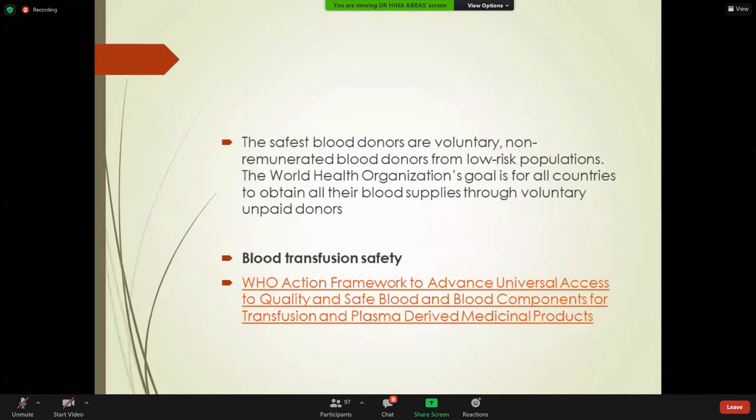Okay, this is a statement from the WHO. What they say: the safest blood donors are voluntary, non-remunerated blood donors from low-risk populations. The World Health Organization's goal is for all countries to obtain all their blood supplies through voluntary unpaid donors. Why voluntary unpaid donors?